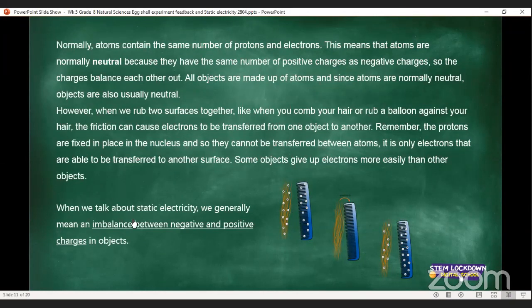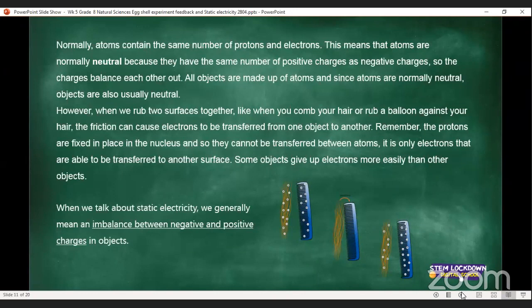So when we talk about static electricity, we generally mean an imbalance between negative and positive charges. That slide that I explained earlier makes it a bit clearer for you now. So we talk about an imbalance between negative and positive charges.